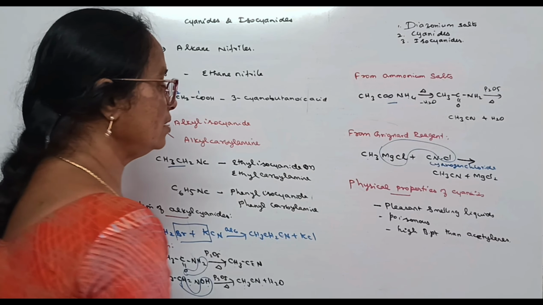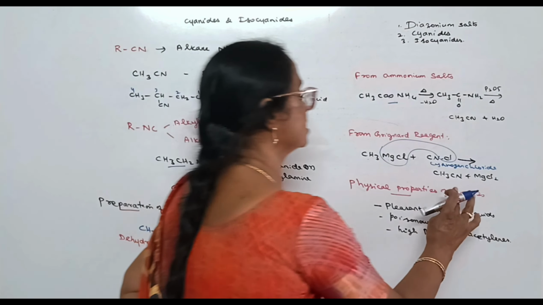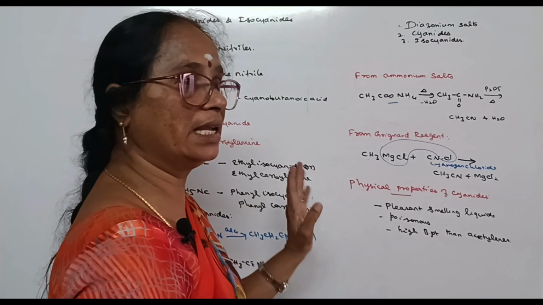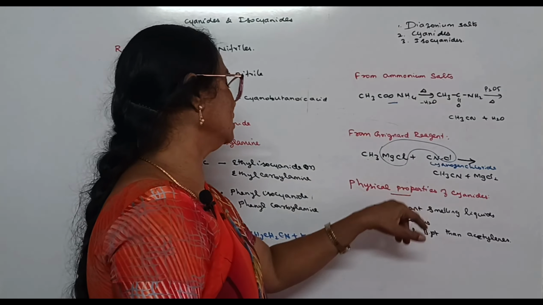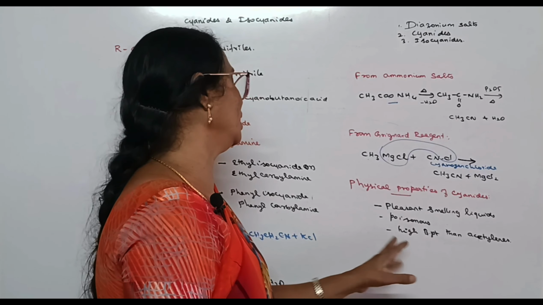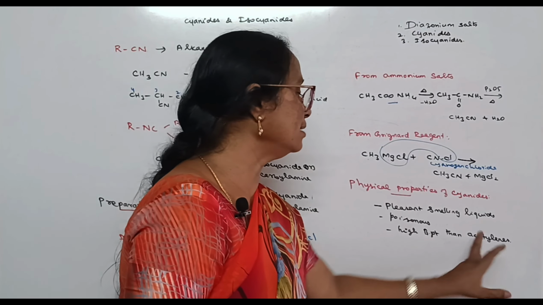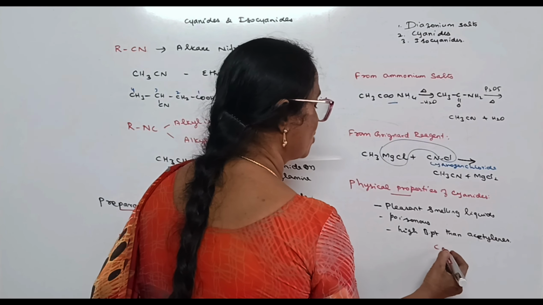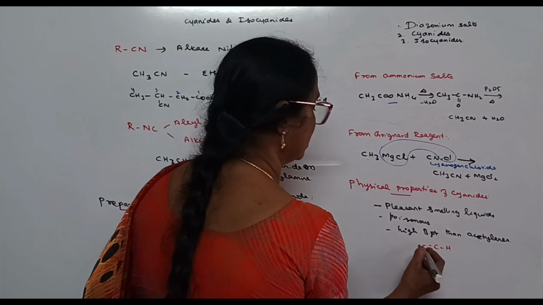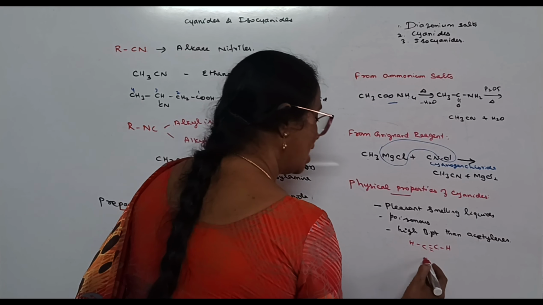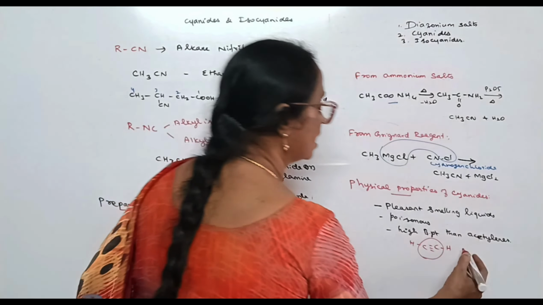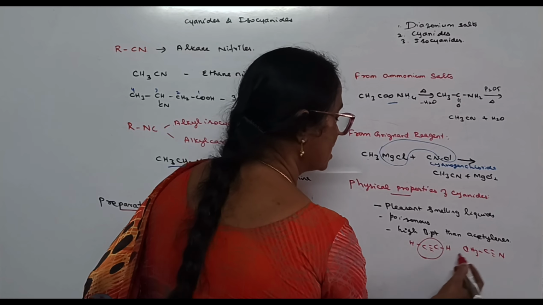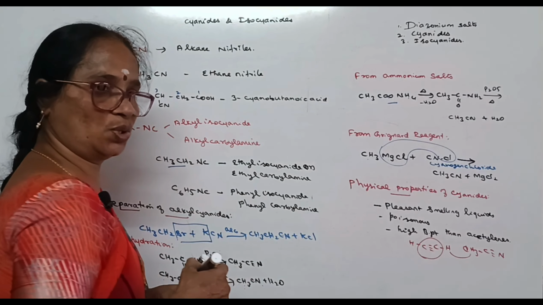The next one, physical properties of cyanides. The lower members are pleasant smelling liquids, the higher members are crystalline solids, and these cyanides are actually poisonous, but the boiling point is greater than that of acetylene. Why is it compared with acetylene? Because the acetylene formula is CH triple bond CH. In this case we have a carbon-nitrogen triple bond. It is analogous to CH3 C triple bond N. So we are saying the two compounds are analogous to each other.